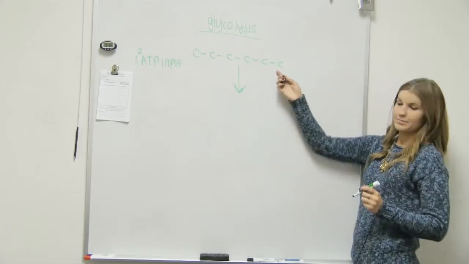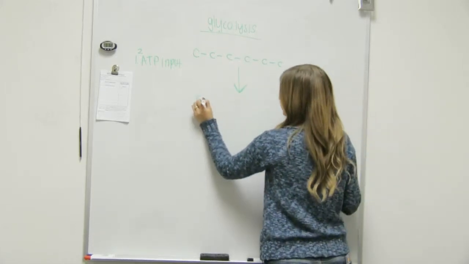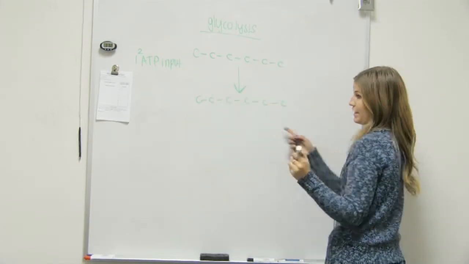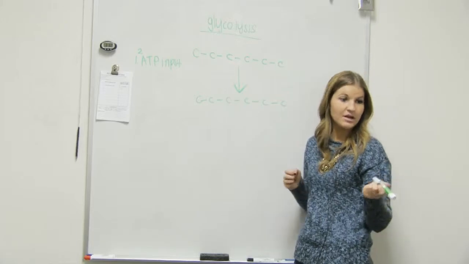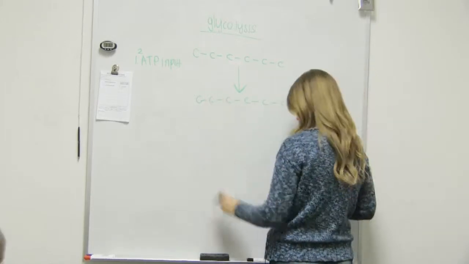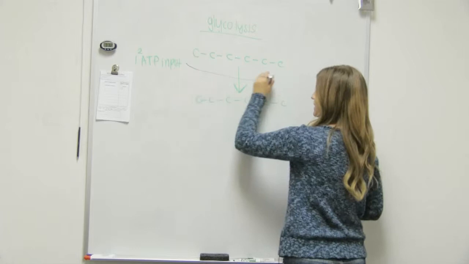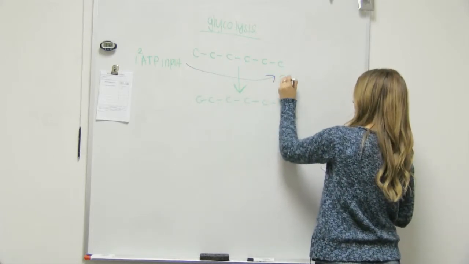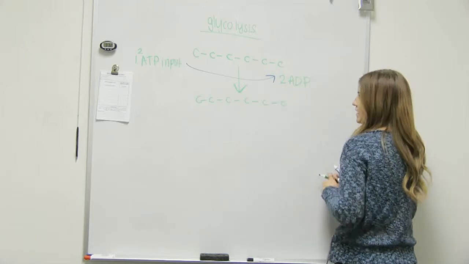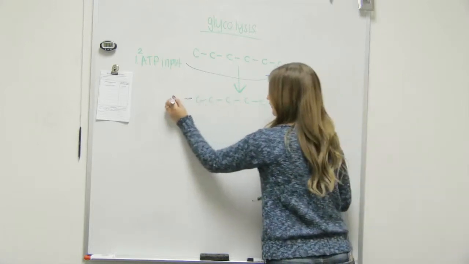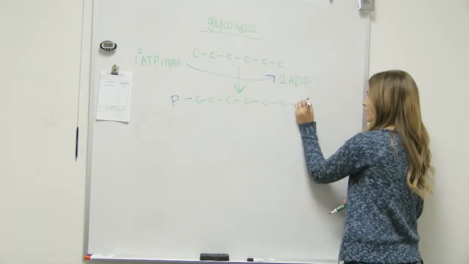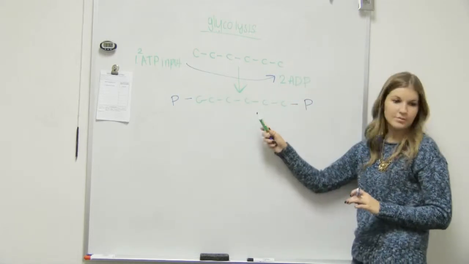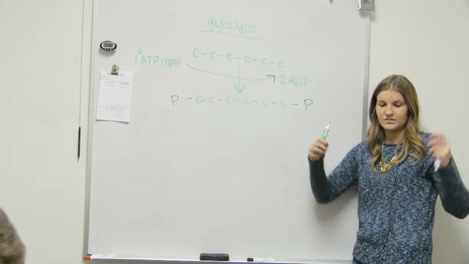And what do we want to happen when we do this? Or what does happen? It breaks down, or it splits. Not quite yet. That's actually going to be the sugar cleavage. When we input 2 ATP, we're going to get out 2 ADP. Awesome. And when we do that, we're putting the phosphates on the end of the 6-carbon glucose molecule.